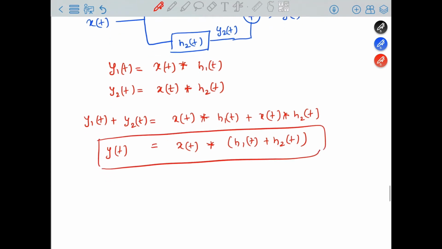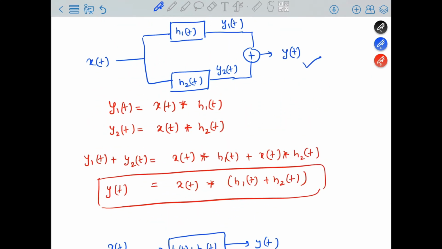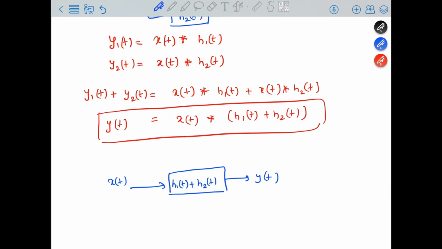When we try to visualize this expression in terms of a block diagram, it is basically a system represented as the sum of the individual systems, where x(t) is the input and the output is y(t). So a parallel combination represented by this block diagram can be replaced by a single LTI system whose impulse response is the sum of the individual impulse responses in the parallel combination. So using this property we can achieve that.